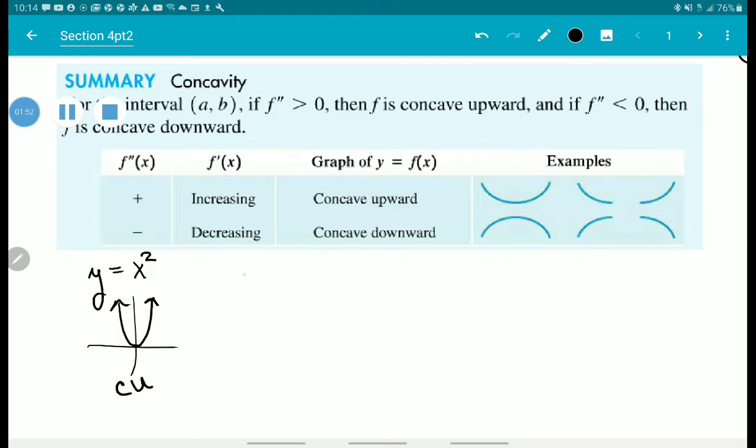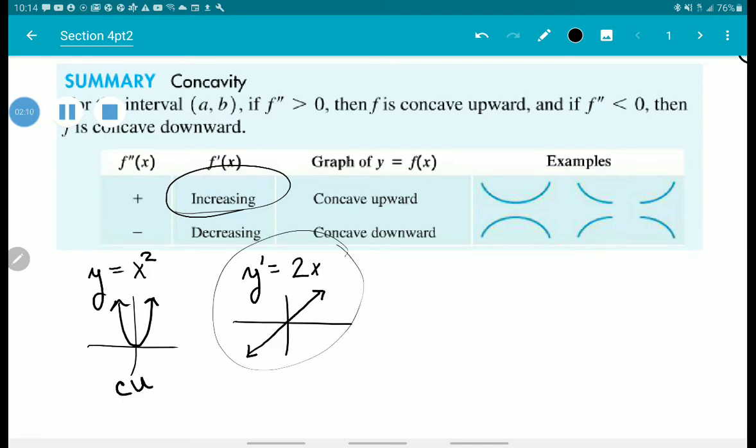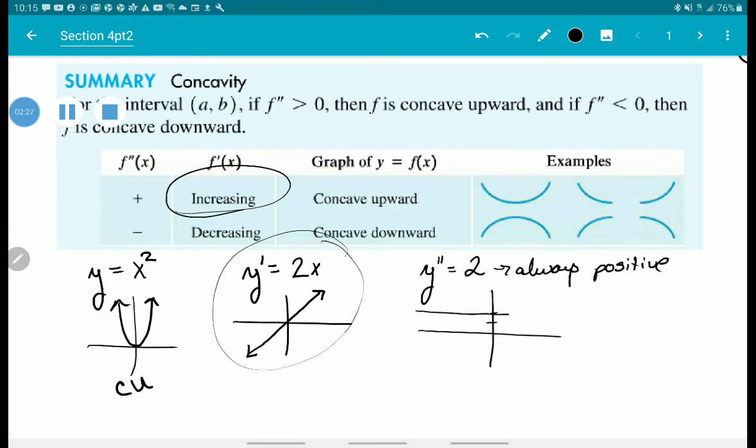Let me show you what this table is actually referring to here. If we take the first derivative of x squared, we get 2x. Notice 2x is a linear function. It's going to go through the origin, and it's always going to be increasing, so it's going to look like that. Notice that my f prime of x is always increasing here. If I look at my second derivative, which is a positive 2, this second derivative is always positive, and it's going to be this horizontal line, y equals 2.